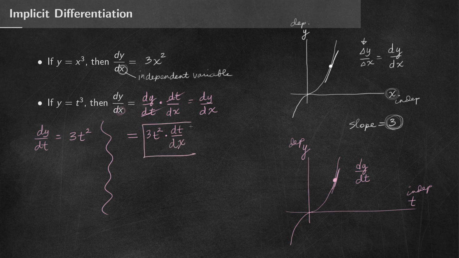So this is the answer for the second problem. If y equals x cubed, then dy dx equals 3x squared. But if y equals t cubed, then dy dx equals 3t squared times dt dx. So taking the derivative of t cubed gives us 3t squared if we're taking the derivative with respect to t. But we want to change our derivative so that it's in terms of x, or with respect to x. So we multiply by dt over dx to compensate for the change in variable.